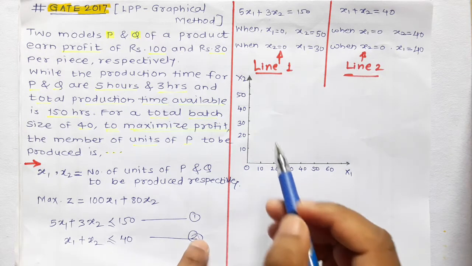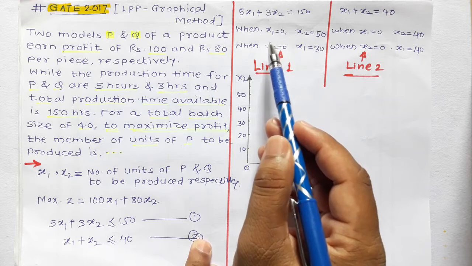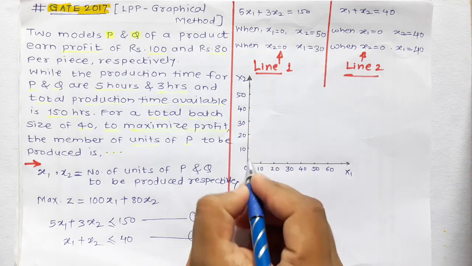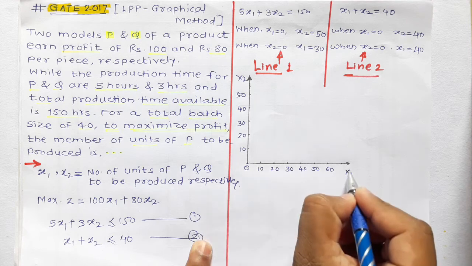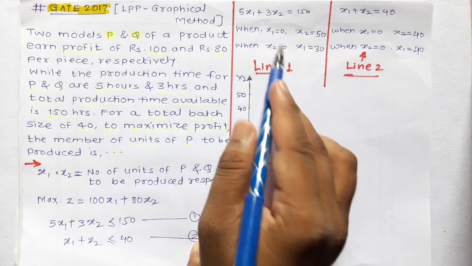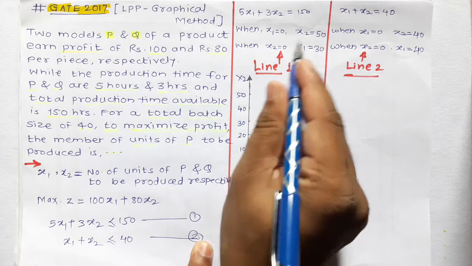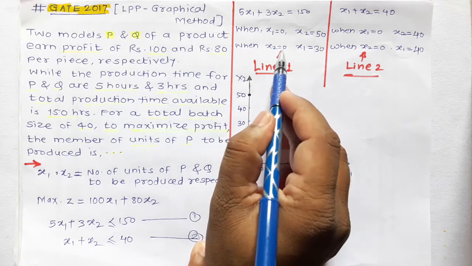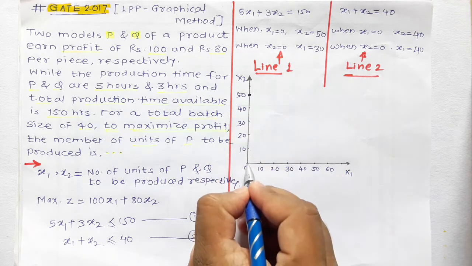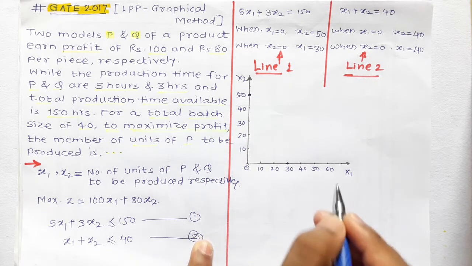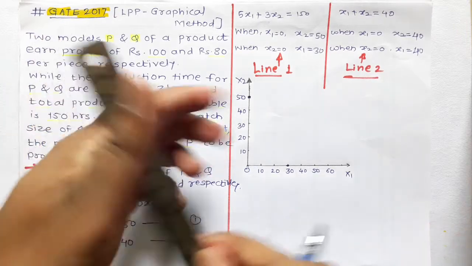Now let us draw the coordinates of line number 1. On the x-axis we have values of x1, on the y-axis we have values of x2. So when x1 is equal to 0, x2 is 50. So this is the first point. When x2 is equal to 0, x1 is equal to 30. So this is the second point. Now let us connect these 2 points.